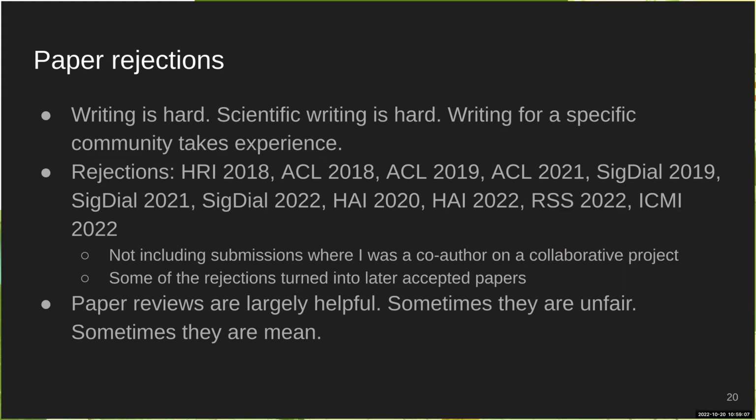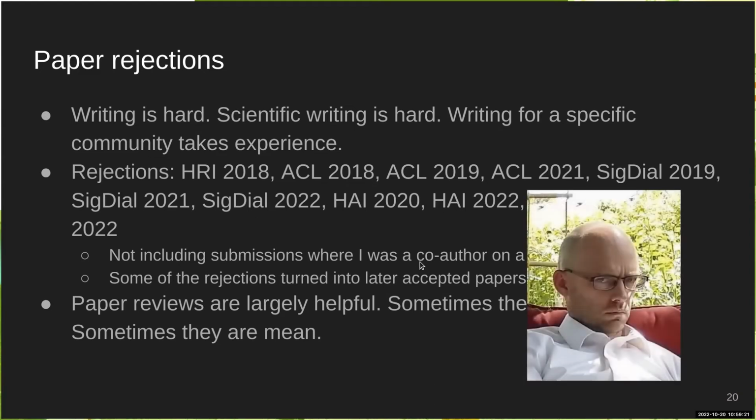I've been pretty lucky, but I'm on the SIGDAO general board and I've gotten some complaints about reviewers from some of the other papers. So I'd rather have a mean review than a super short one. That's just me. Yeah, that's my face when I get those.